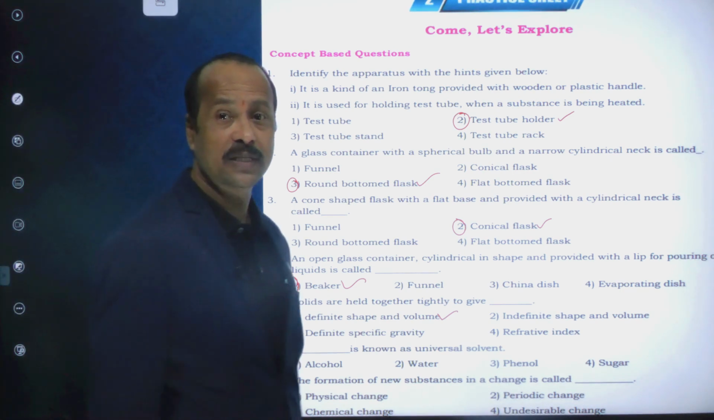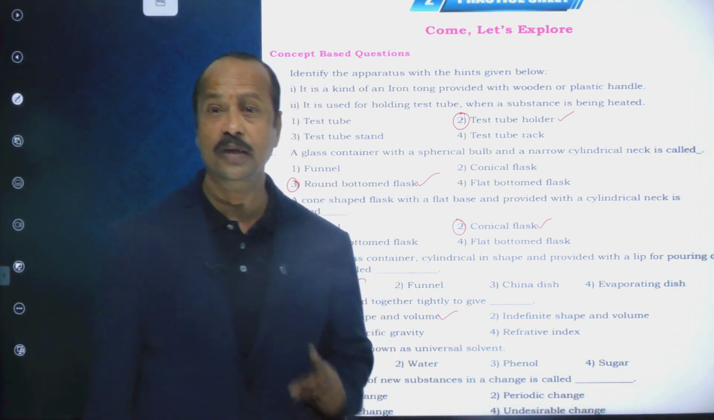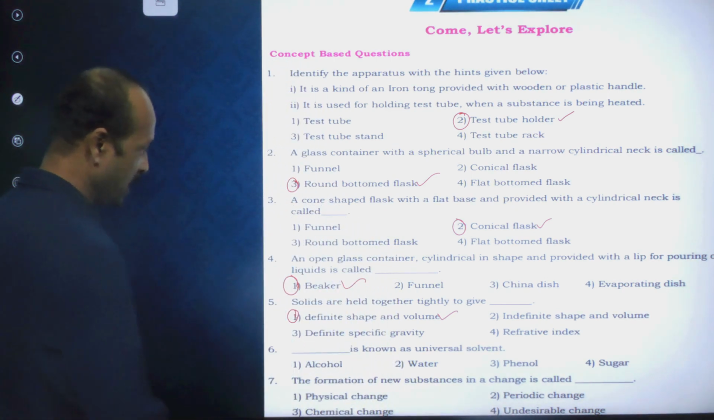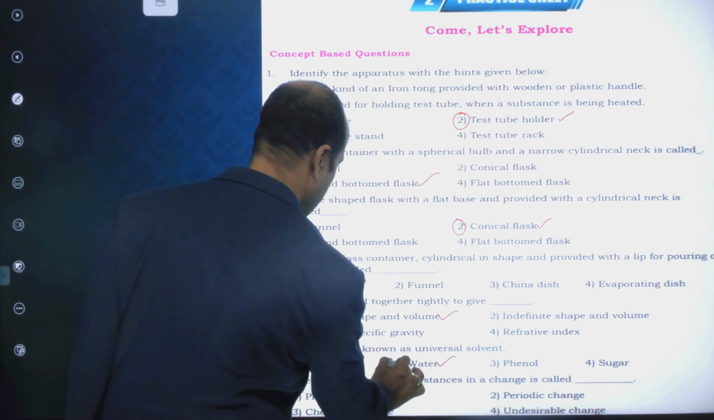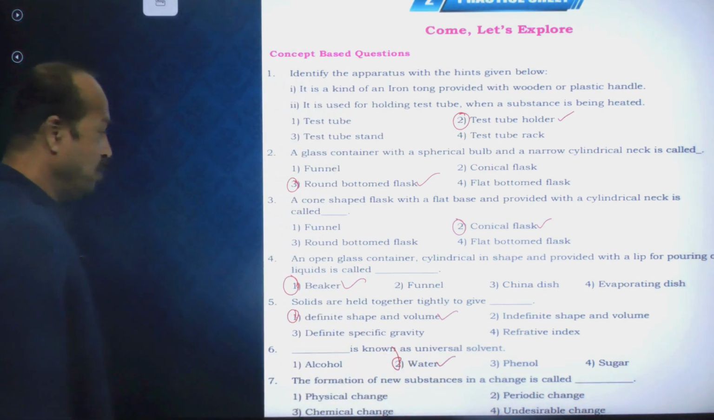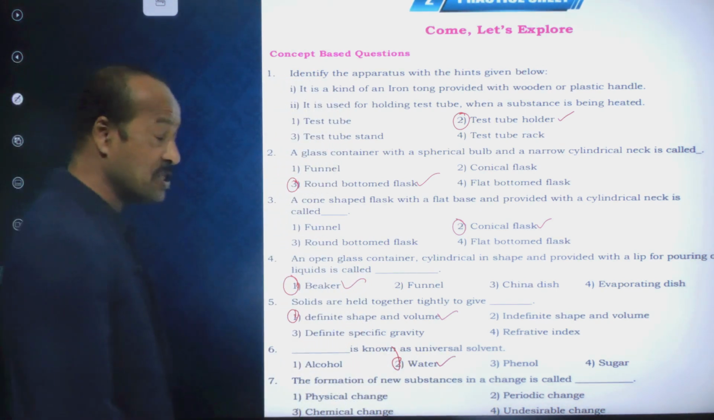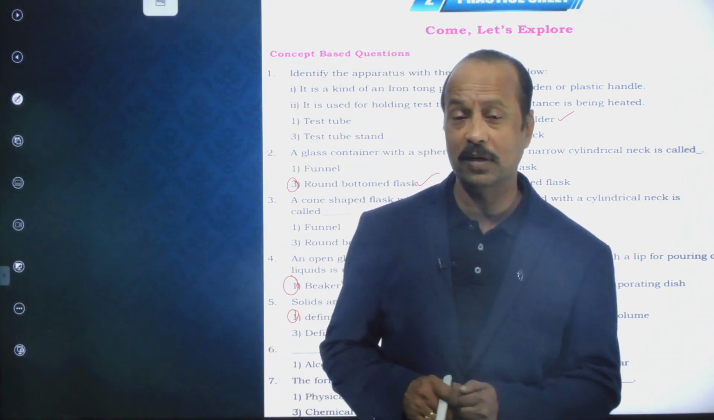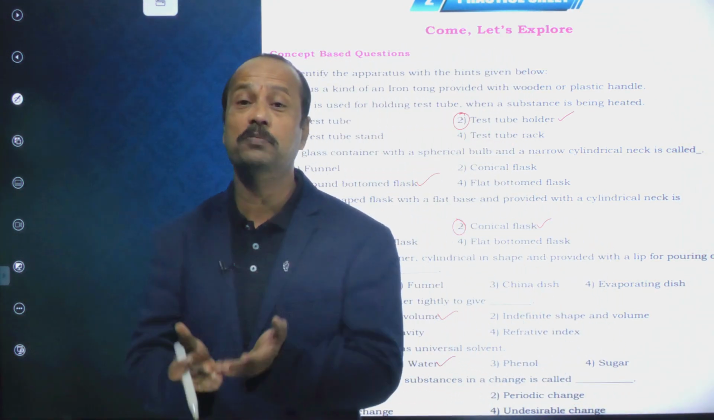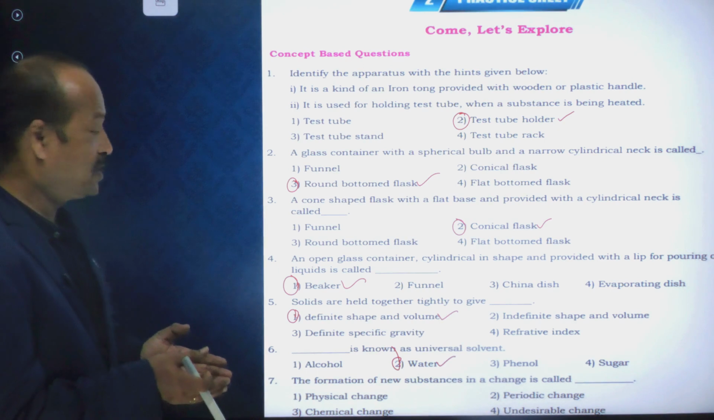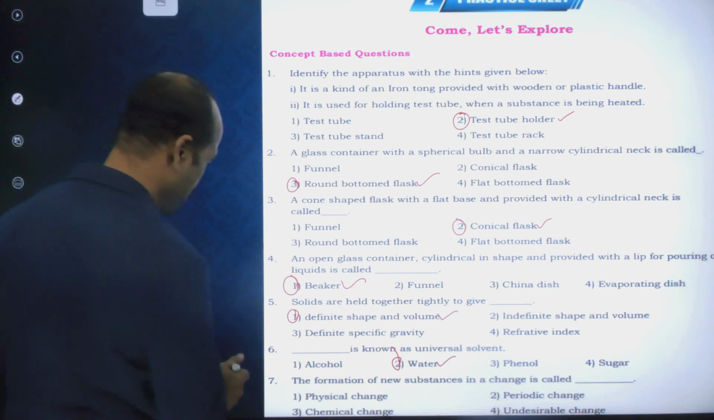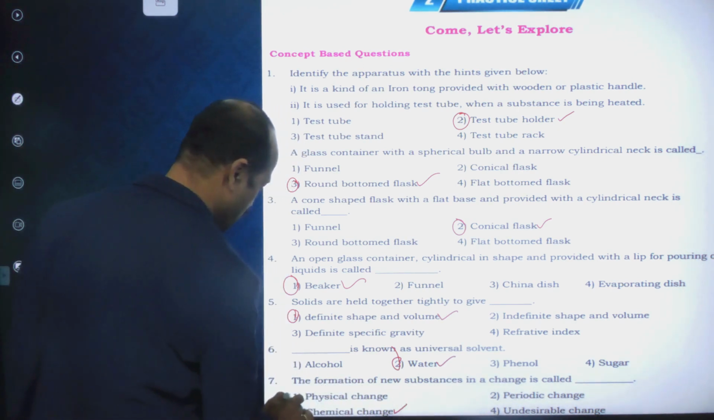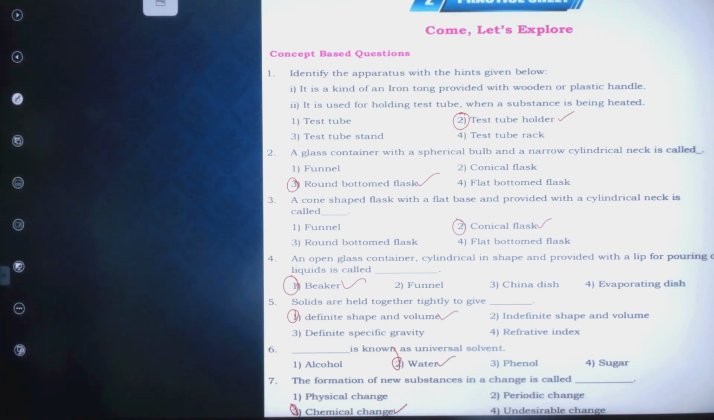Dash is known as the universal solvent. Which is known as the universal solvent? Did you remember? Water. Yes, the water is there. Next, the formation of a new substance in a change is called, as we just discussed, physical change or chemical change. A change in which a new substance is formed is a chemical change, right? So chemical change is the right answer. Clear, students?